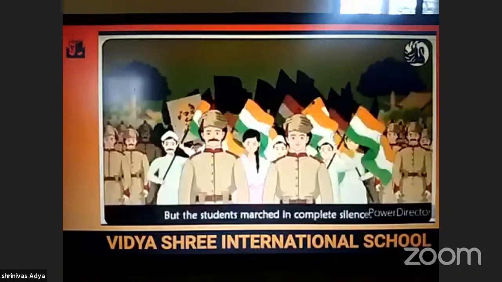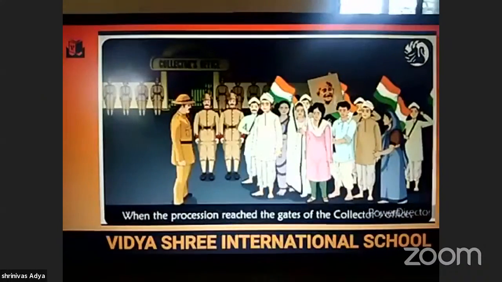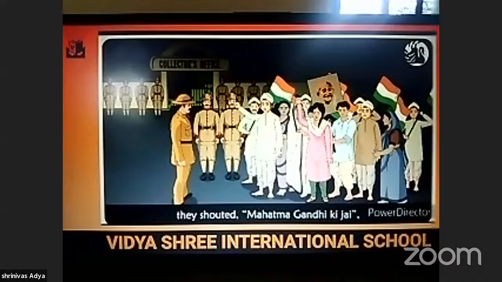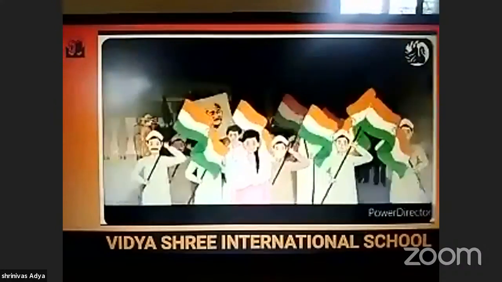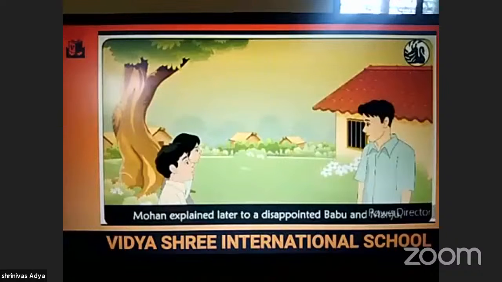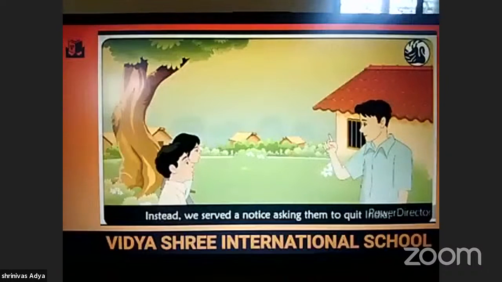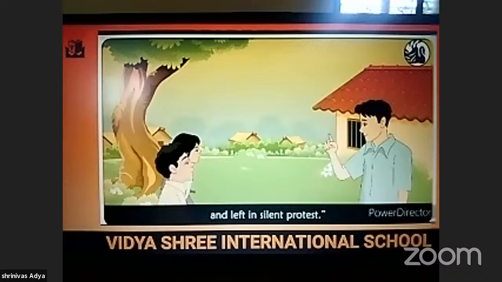People are already lining the roads. Manju and Babu find a good spot to watch. Soon, they saw the procession with policemen walking in front next to the students. But the students marched in complete silence as if the police didn't exist. When the procession reached the gates of the collector's office, they shouted, "Mahatma Gandhi ki Jai!" handed the DSP a letter and briskly marched back the way they had come. Mohan explained later to a disappointed Babu and Manju. It was planned this way. They expected us to be violent so that they could beat us, haul us away to jail. Instead, we served a notice asking them to quit India and left in silent protest.